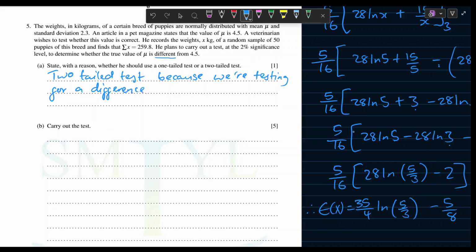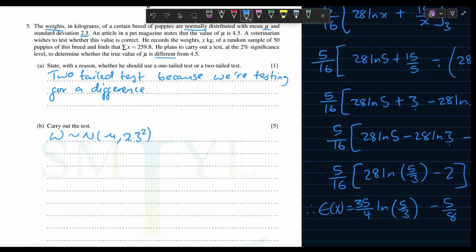And now part B says carry out the test. Alright, so we've got the weights in kilograms of a certain breed of puppies, so I'll denote that with W. And we know that these are normally distributed, so it follows a normal distribution with mean mu and standard deviation 2.3, so variance is 2.3 squared.